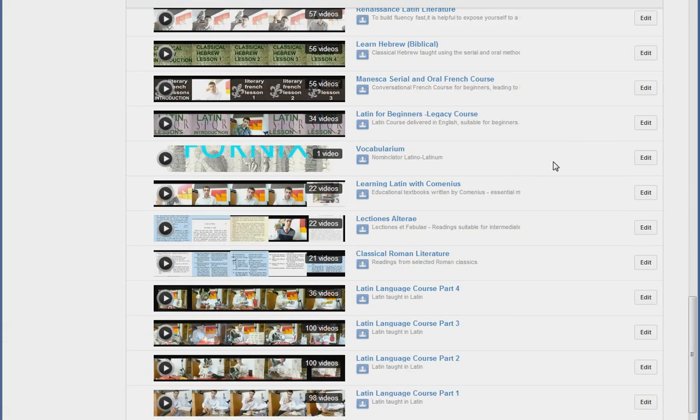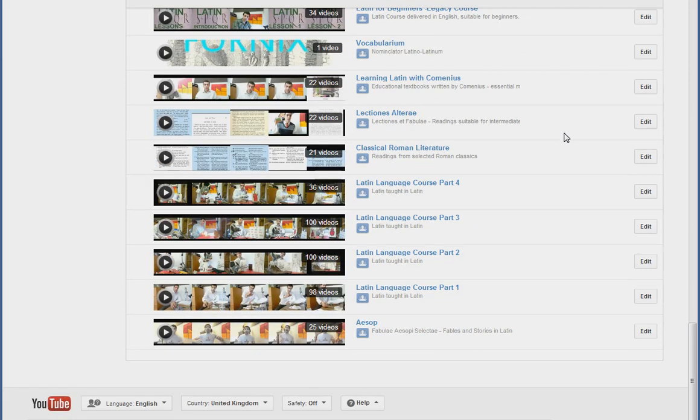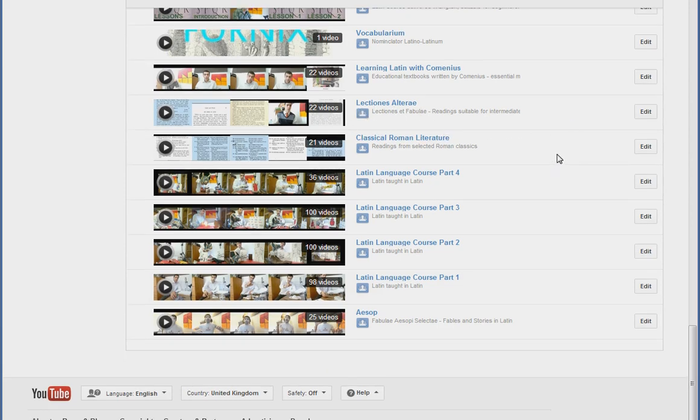Various vocabulary building materials. The Comenius material I mentioned earlier. Various readings at a slightly higher level, but not at the level of the Roman classics themselves. So simplified Latin at an intermediate Latin level, and that's Lectiones Alterae. And then the Latin language course where Latin is taught in Latin, and here you see there are 4 parts to this, some 300 videos have been made in this course so far. And finally, various readings from Aesop.